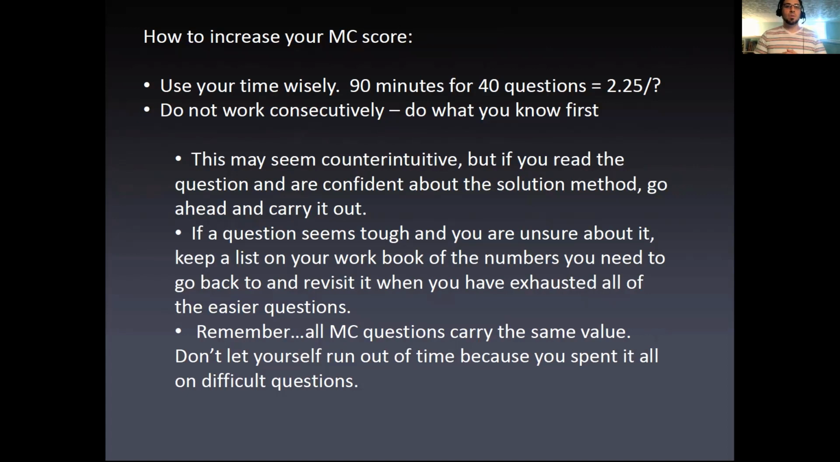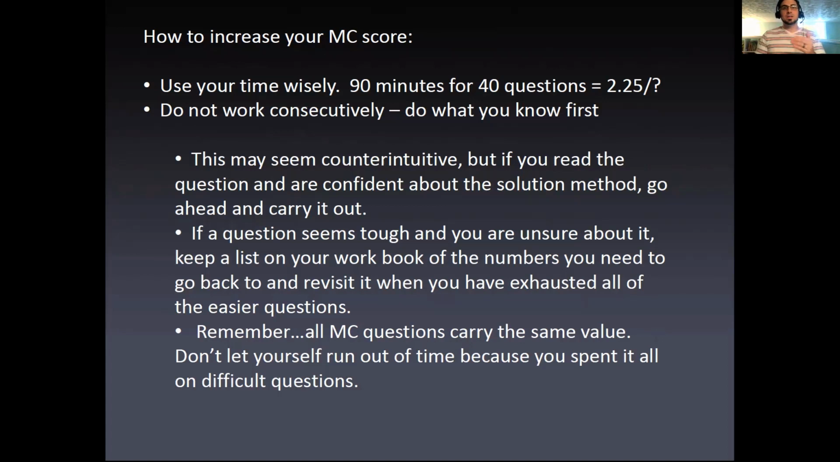Now, there are some things that you can do to increase your multiple choice score. Do use your time wisely. You have 90 minutes for the 40 questions. If you do the simple math, that's 2¼ minutes per question. Some questions will take less time than that, and some will take more, but on average, you spend a little bit more than 2 minutes per question.